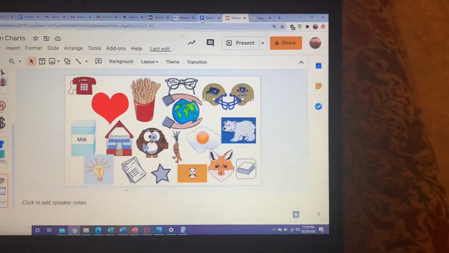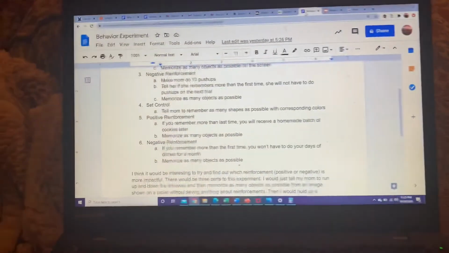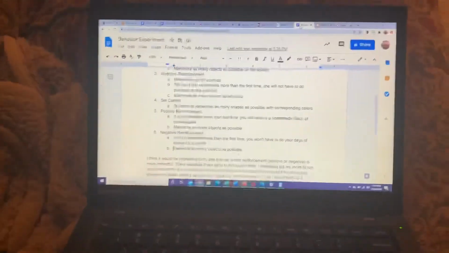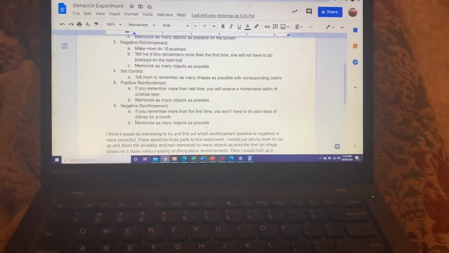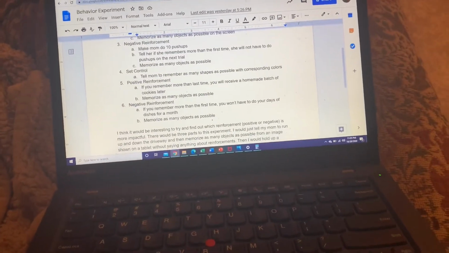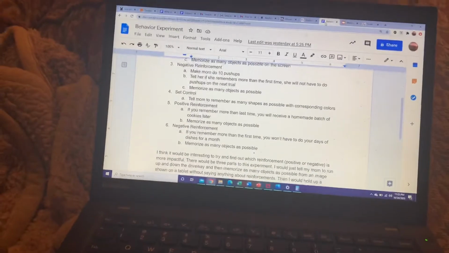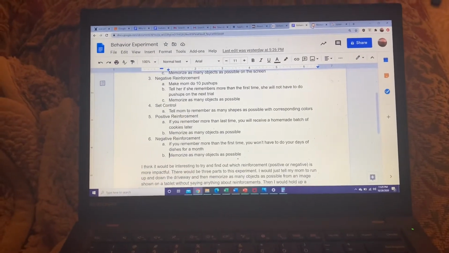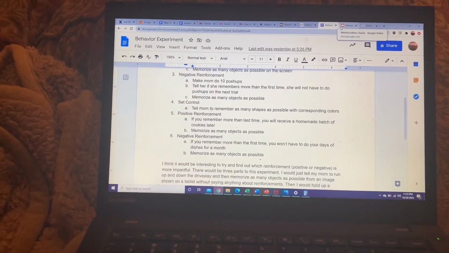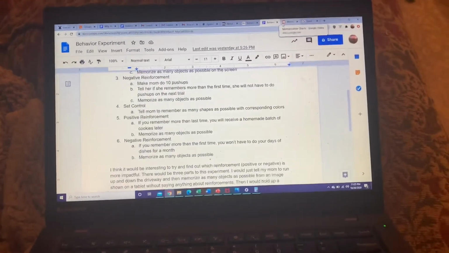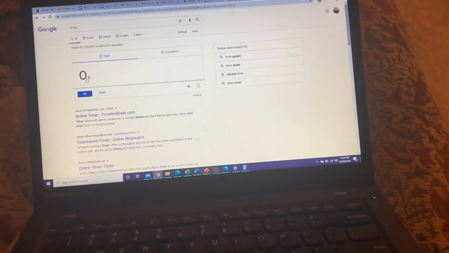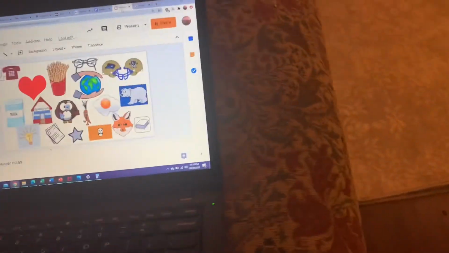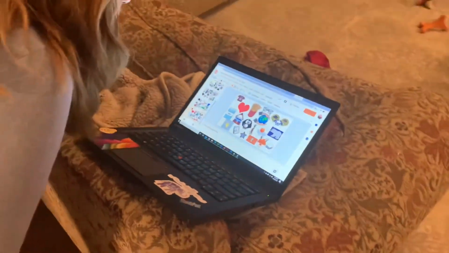And the last and final trial of the last part of the experiment, she was tested on negative reinforcement. Once again, like the other two trials, she was told that if she remembered more than the first time, the control for our purposes, she wouldn't have to do the dishes for a month. This was, therefore, the negative reinforcer, as we took away something that she does not like to increase her behavior.